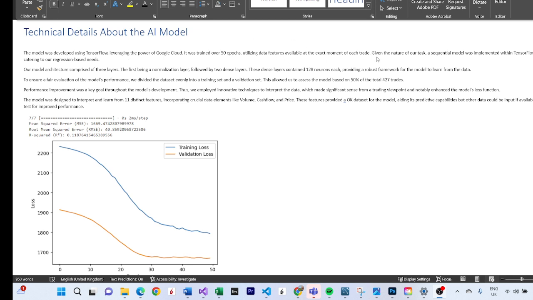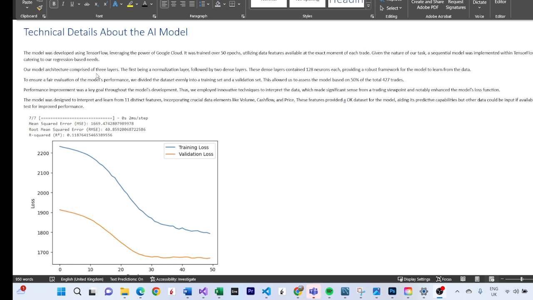So we used a sequential model, and it was a regression-based type model. There's lots of different types of models you can do in AI. For this sort of thing, where you're predicting values, regression-based models are most suitable.